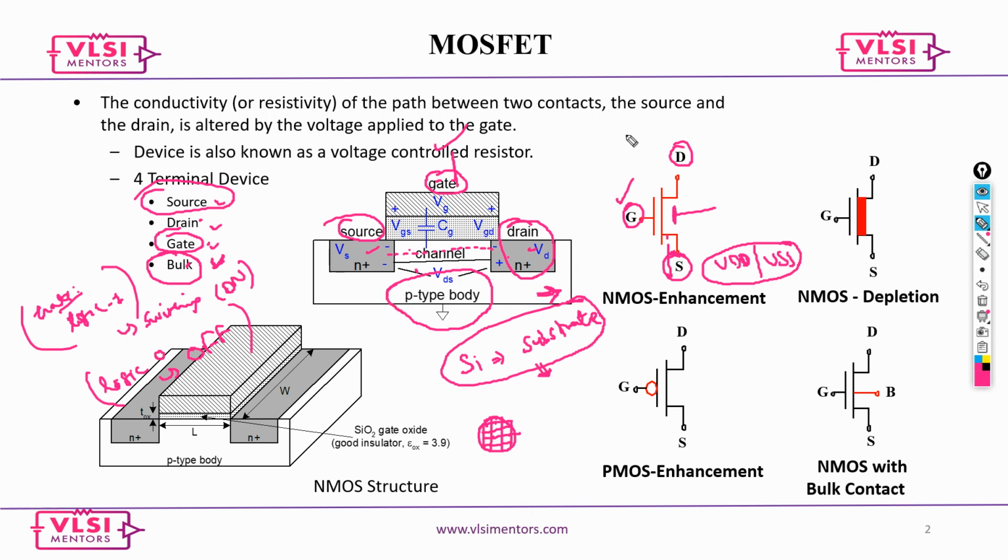Now coming back to your MOSFETs, what are the different MOSFETs? There are two: enhancement MOS and depletion MOS. Can you tell me the difference between enhancement MOS and depletion MOS? Anyone want to give it a try? Enhancement MOS is when we charge the gate, the channel is formed. In depletion MOS, the channel is always formed. Okay.